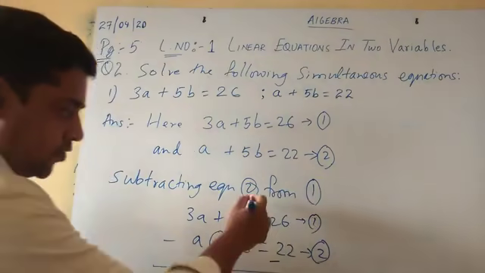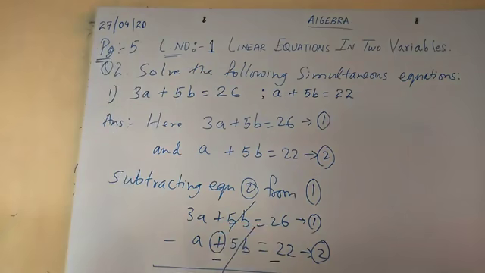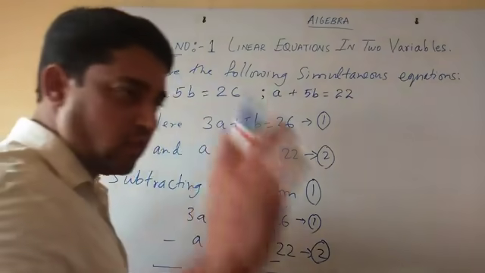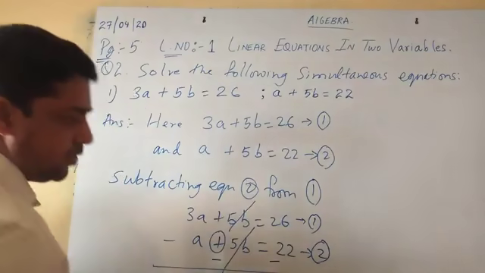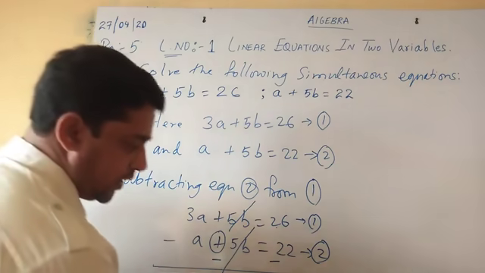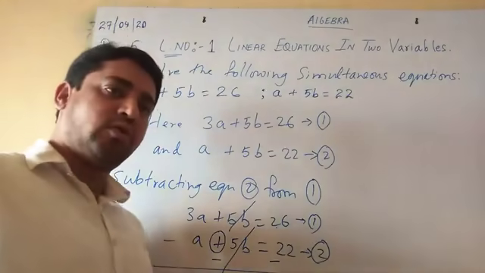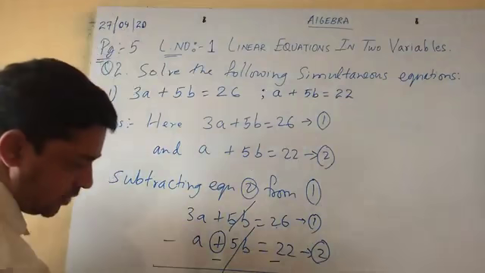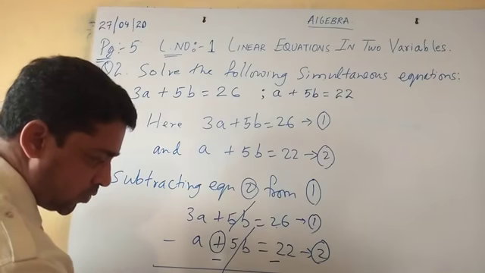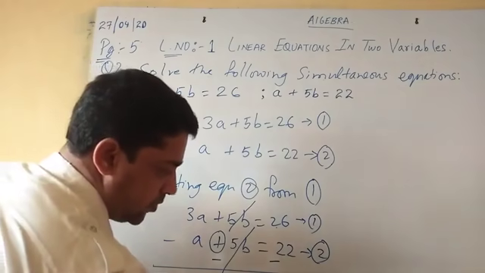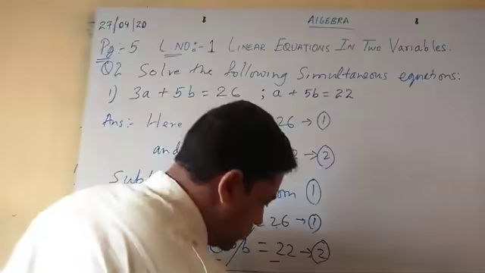Now once I do the operation, positive 5b and negative 5b will get cancelled. Plus minus is minus, so 5b minus 5b is 0. Now 3a minus a is 2a, which is equal to 26 minus 22, that is 4. So the answer we get is 2a is equal to 4. Therefore a is equal to 4 upon 2, which is 2. Therefore a is equal to 2. So we have got the value of one variable.